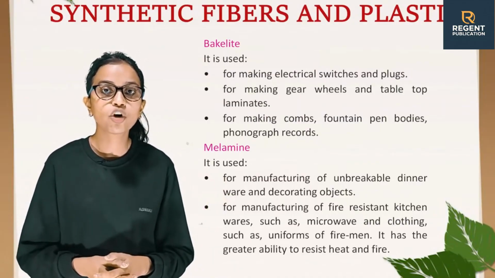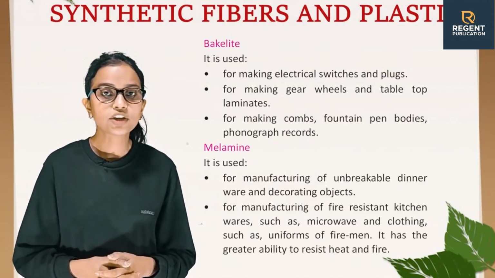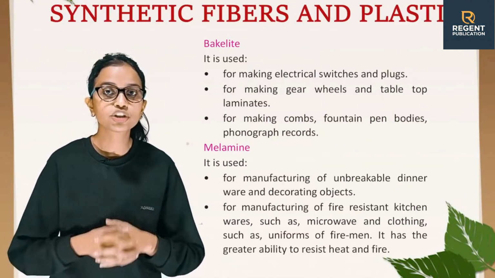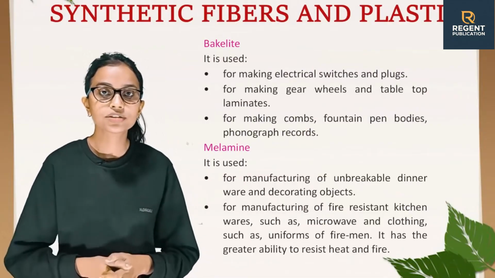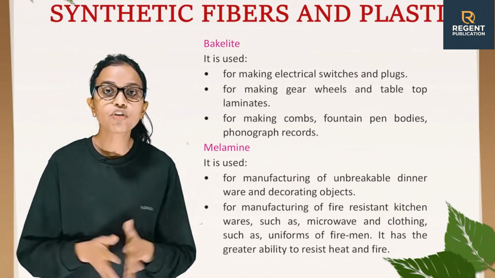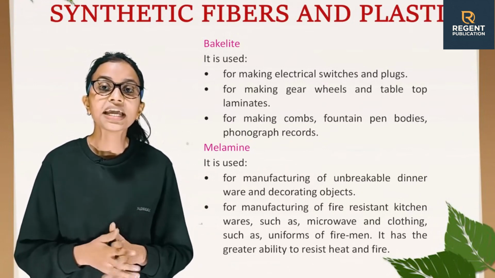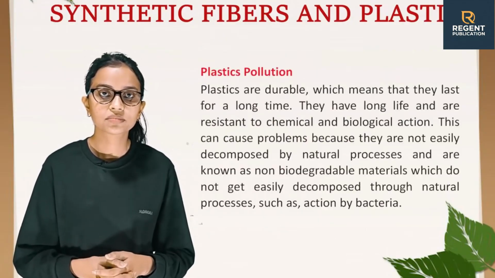Melamine. It is used for manufacturing of unbreakable dinnerware and decorating objects, for manufacturing of fire-resistant kitchenwares such as microwave and clothing such as uniforms of firemen. It has the greater ability to resist heat and fire.